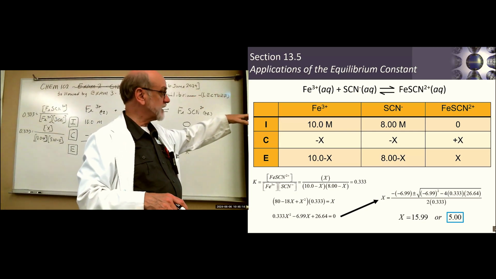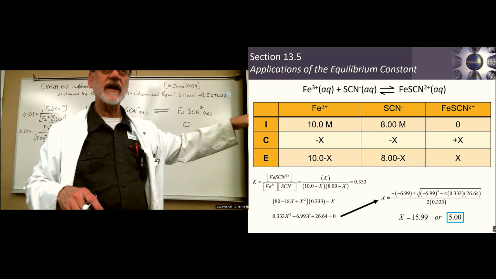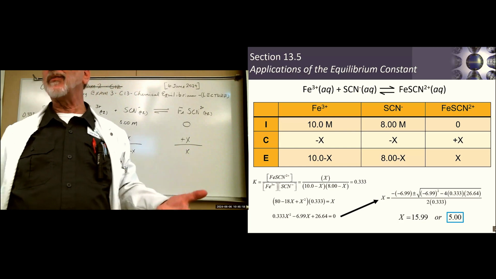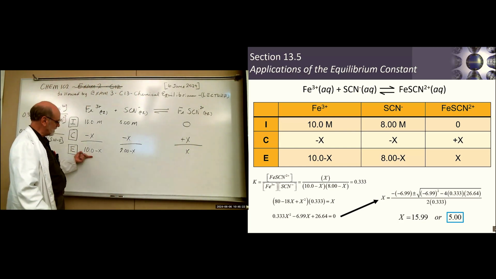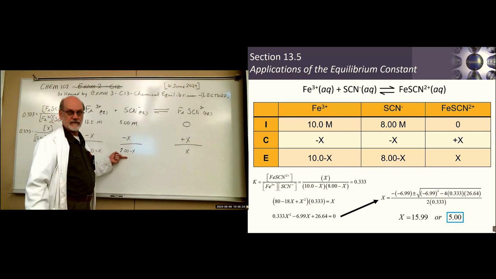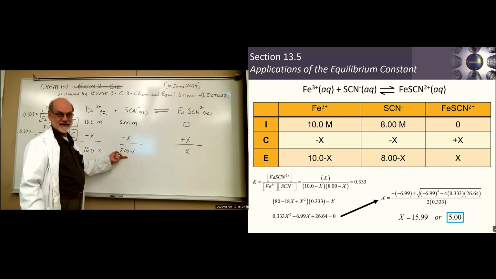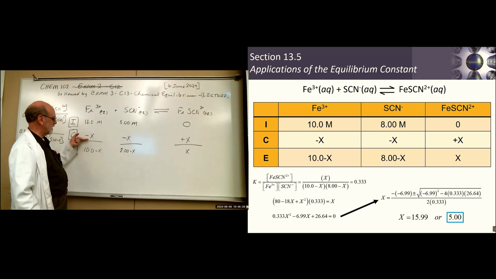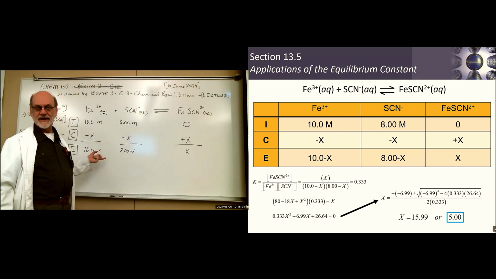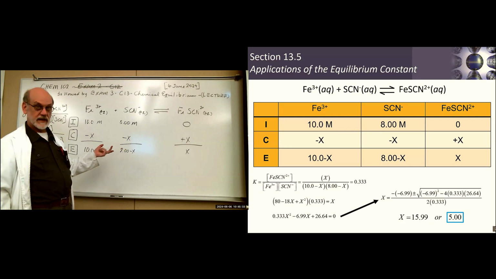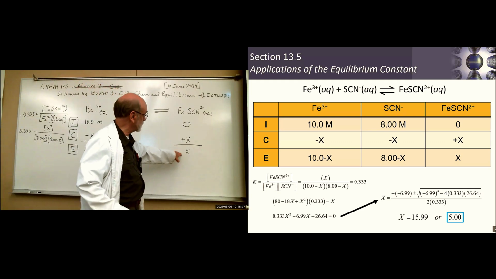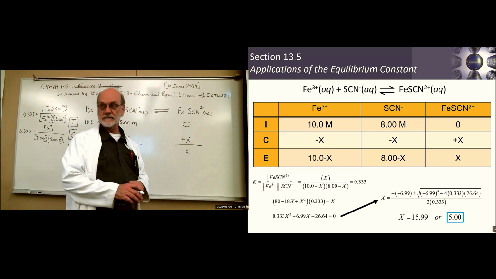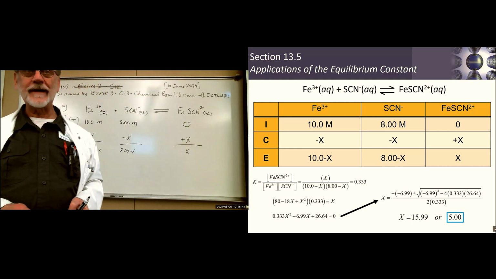If x is either 15.99 or 5, then you got to decide which one is physically possible. X can't be 15.99 because neither one of these is big enough. Right? If you subtract 15.99 from that, you get a negative value. So it has to be the other one. It has to be 5. So the value of x, or this concentration, is 5 molar. Okay?